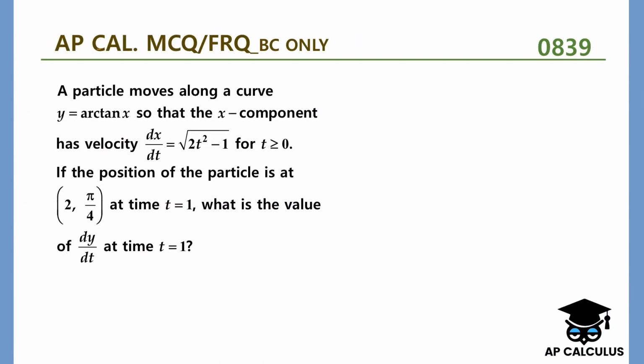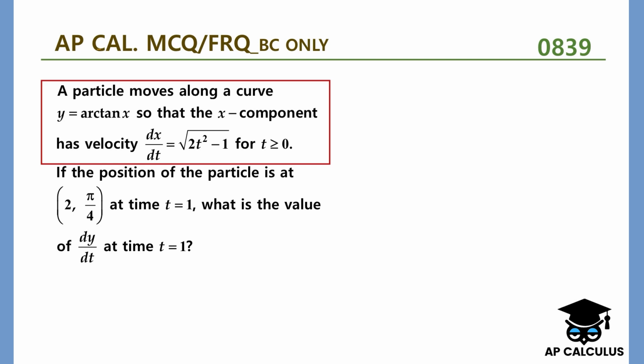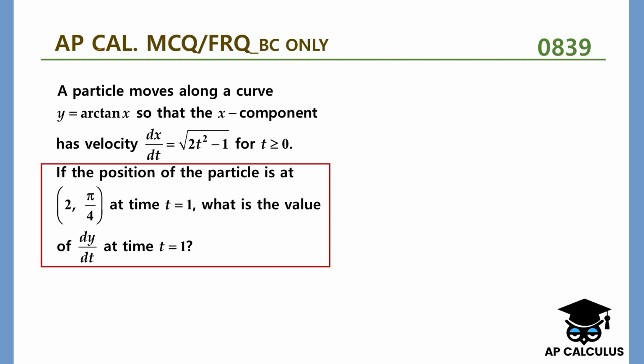Question 839. A particle moves along a curve y is equal to arc tangent x, so that the x component has a velocity dx over dt is equal to square root of 2t squared minus 1 for t is greater than or equal to 0. If the position of the particle is at (2, pi over 4) at time t is equal to 1, what is the value of dy over dt at time t is equal to 1?